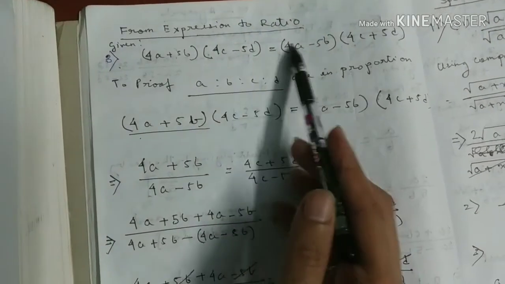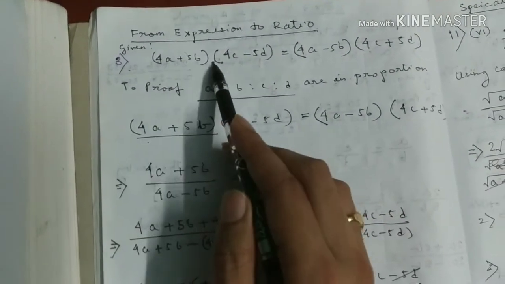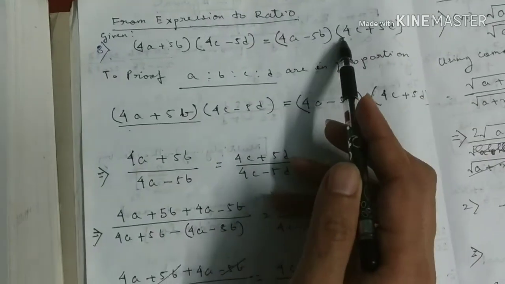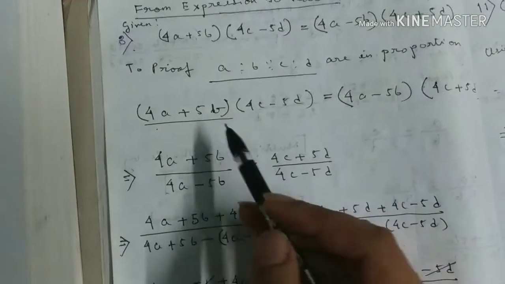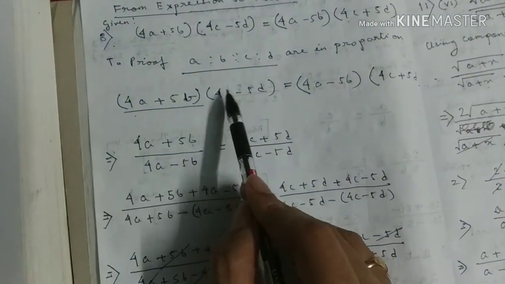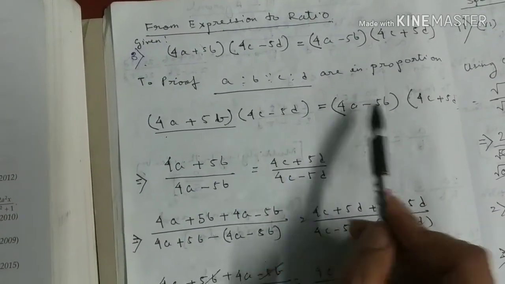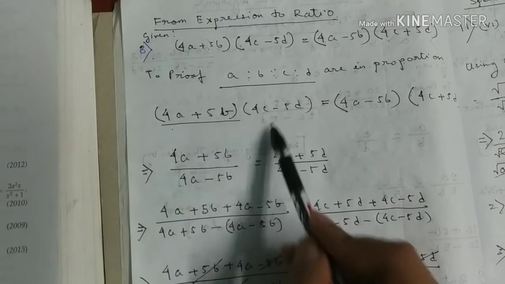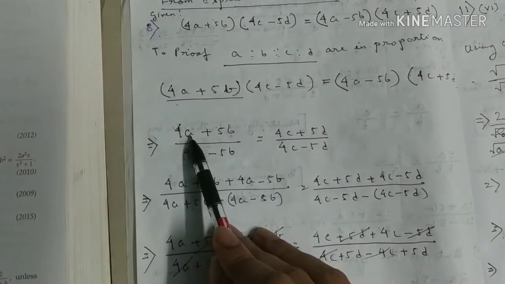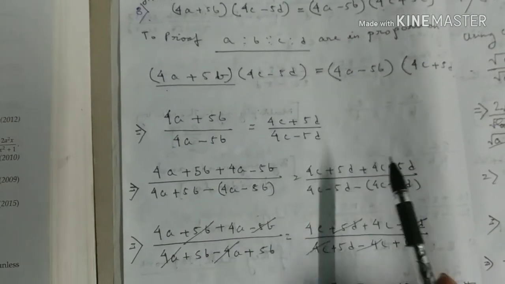From expression to proportion. It's written (4a plus 5b)(4c minus 5d) is equal to (4a minus 5b)(4c plus 5d). To prove, we need to write a is to b as c is to d, in proportion. But it's not happening in this form. So we need to crisscross this. We take this denominator to this side, and bring this side's denominator over. After doing that, we find 4a plus 5b divided by 4a minus 5b is equal to 4c plus 5d divided by 4c minus 5d. That's it.